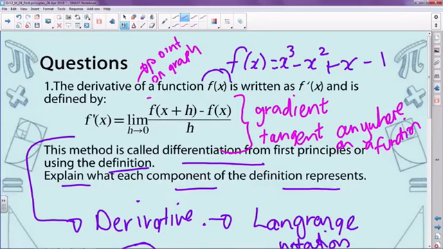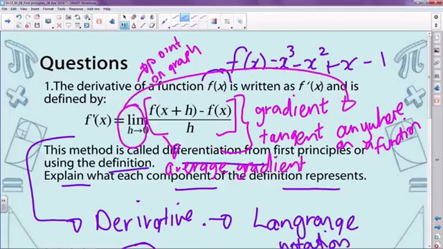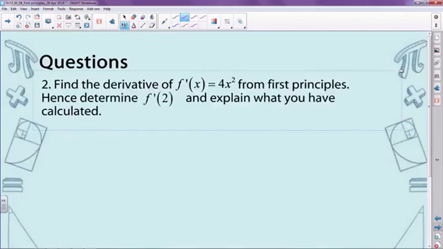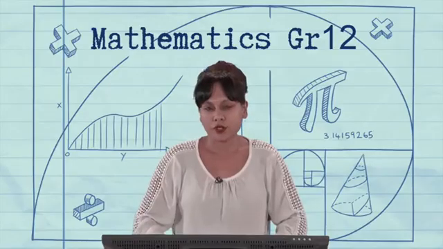If you were just looking at this little part of it here, f of x plus h minus f of x all over h, that just gives you your average gradient. So that's the gradient between 2 points. As soon as you add in the limit as h approaches 0, it then takes us to this. It's giving us the gradient of the tangent anywhere on the function. Okay, so with that in mind, I'd like you to now attempt a question. You can have a look at this question too, and let's give you 2 minutes to do this.